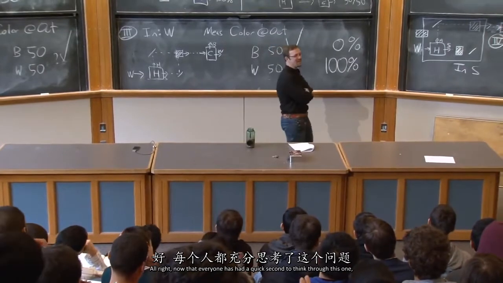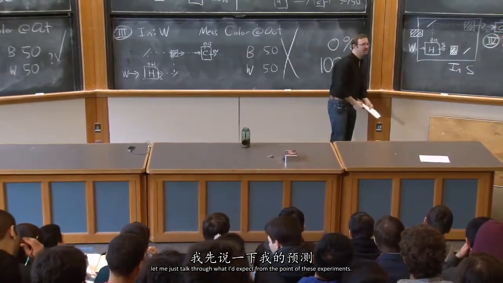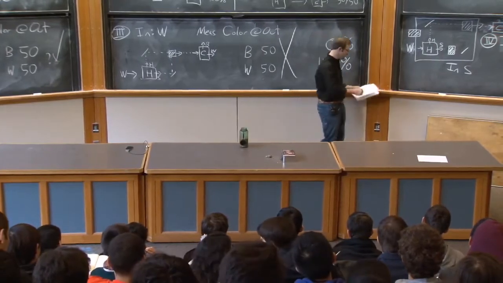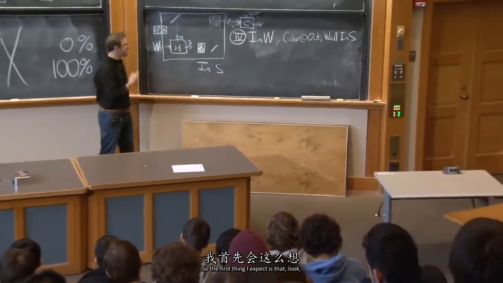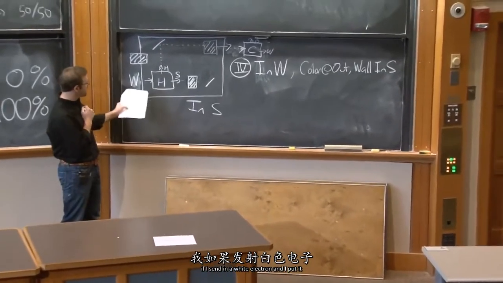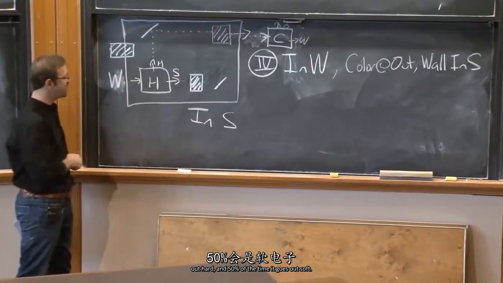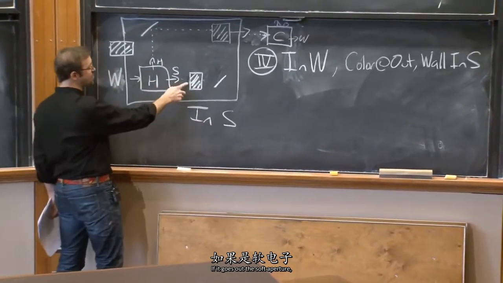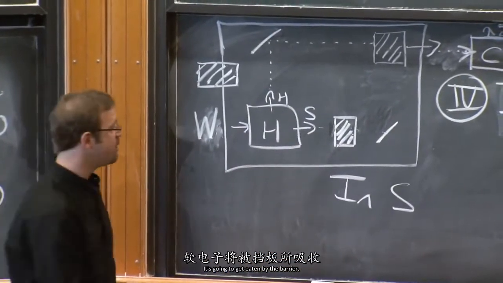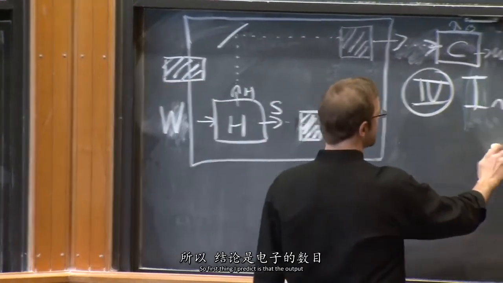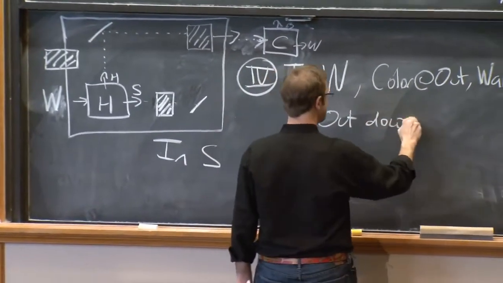All right, now that everyone's had a quick second to think through this one, let me talk through what I'd expect from the point of these experiments, and then we'll talk about whether this is reasonable. If I send in a white electron, I put it into a hardness box, I know that 50% of the time it goes out hard and 50% of the time it goes out soft. If it goes out the soft aperture, it's going to get eaten by the barrier. So the first thing I predict is that the output should be down by 50%.